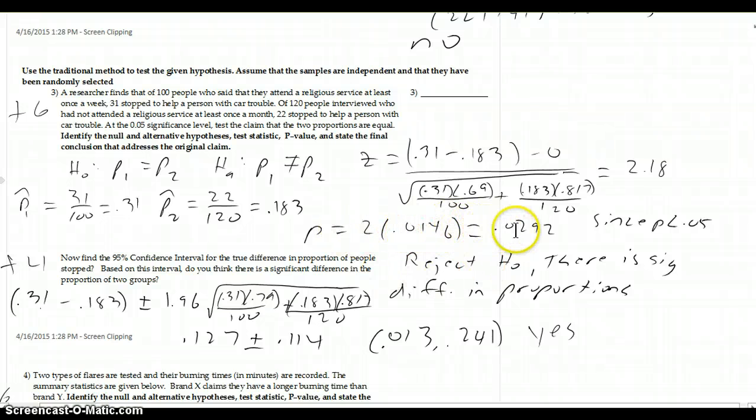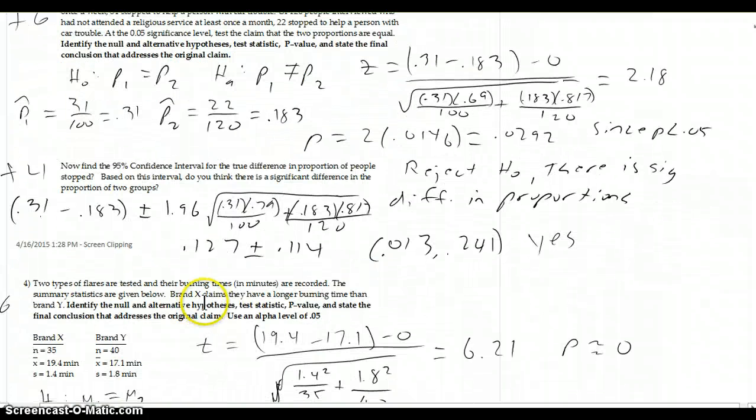If you doubled it and made it 0.0292, which is less than 0.05, so we reject the null and say, yes, there is a significant difference in the proportions that would stop. And then we do a 95% confidence interval for this difference and use 1.96 as our multiplier. So we'd be 95% confident the true difference is between 1.3 and 24%, looks like.